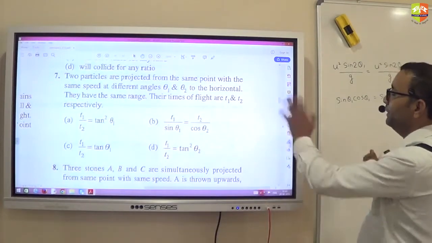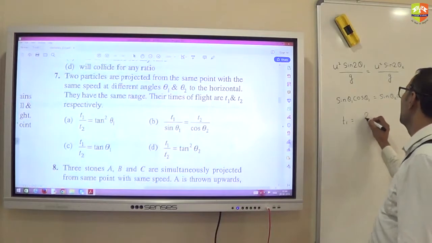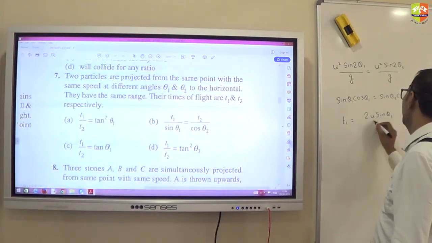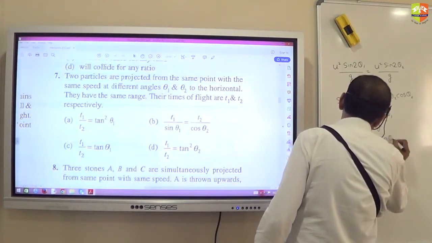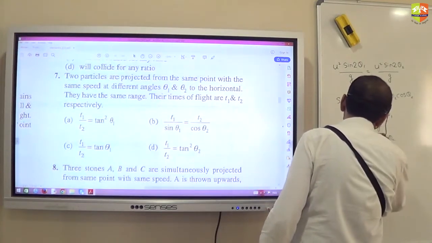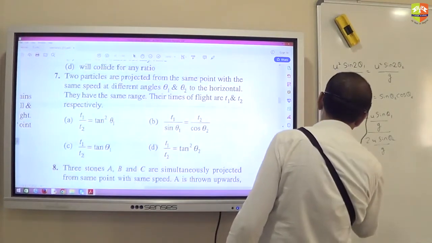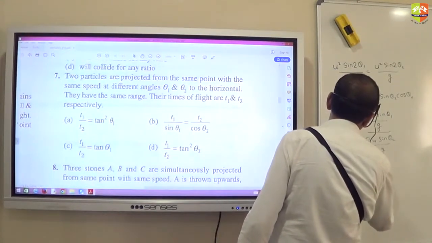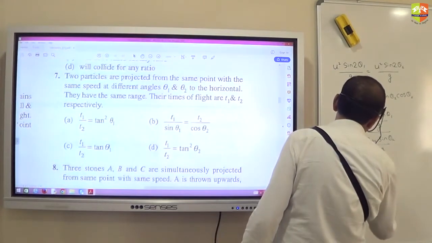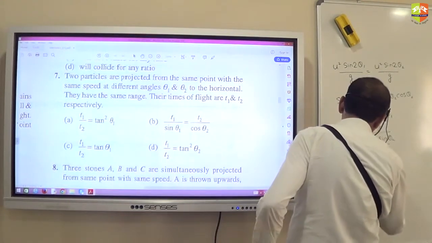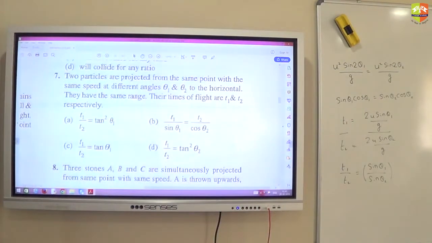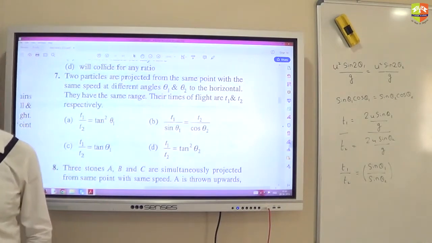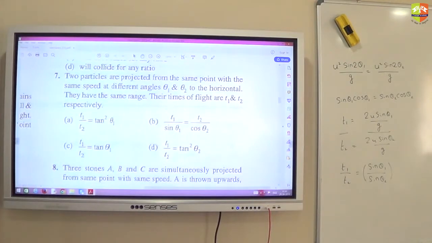Now the times t1 and t2. Time of flight is what? t1 is 2u sin theta 1 by g. t2 is what? 2u sin theta 2 by g. So if you take a ratio, t1 by t2 is what? Sin theta 1 by sin theta 2. Yeah, we have to use that. Theta 1 plus theta 2 is 90 degrees. So theta 2 is 90 minus theta 1. So sin theta 1 by cos theta 1, it is tan theta 1. Okay?